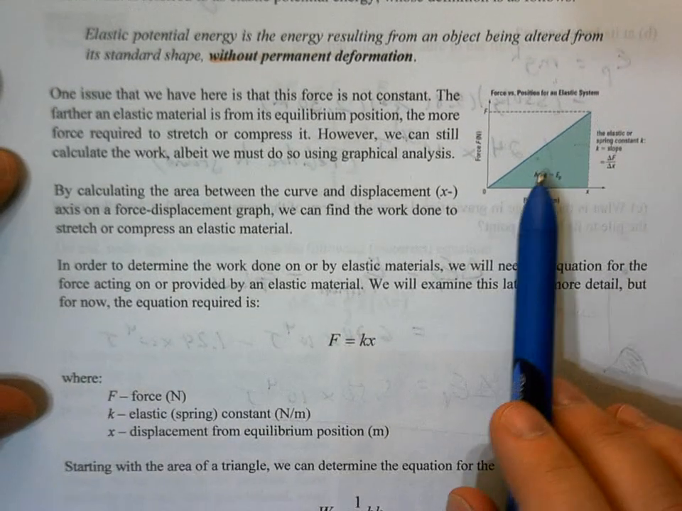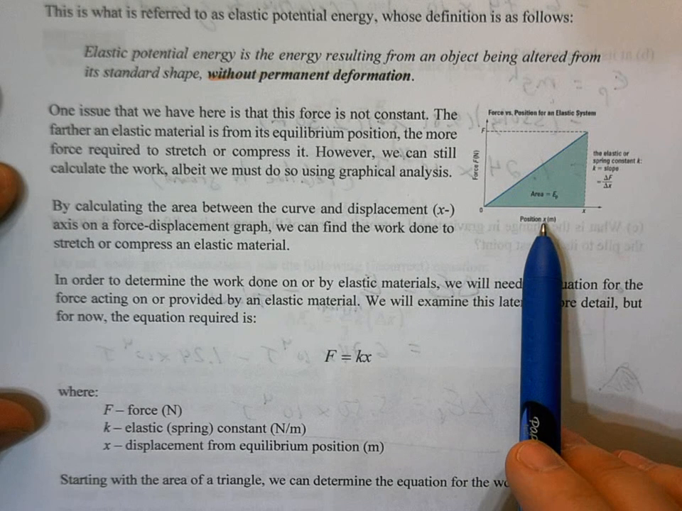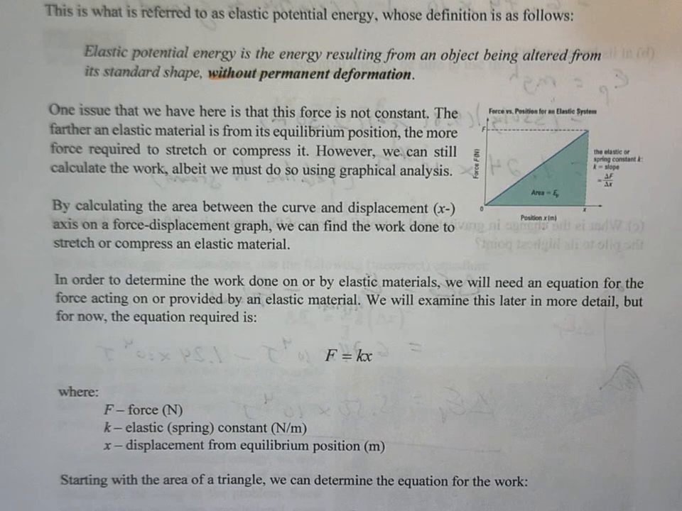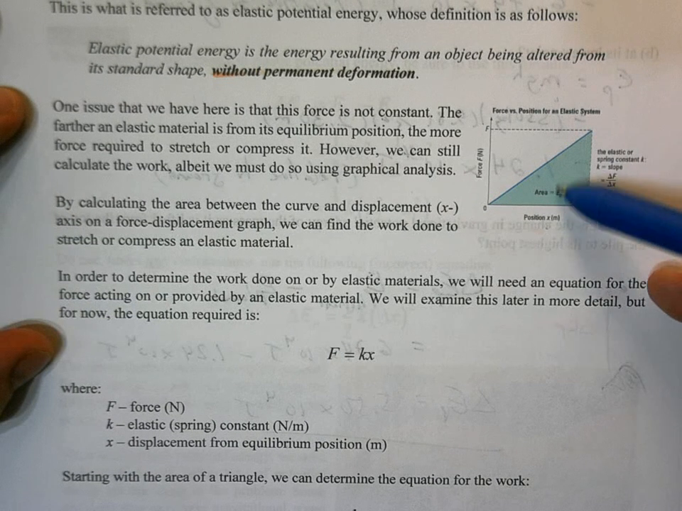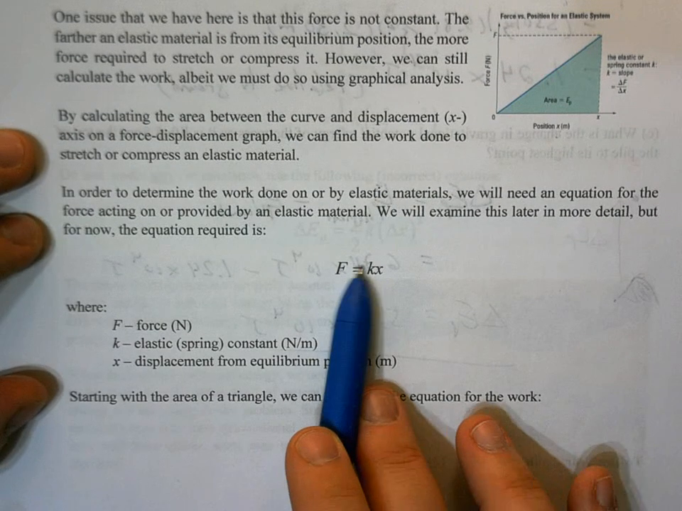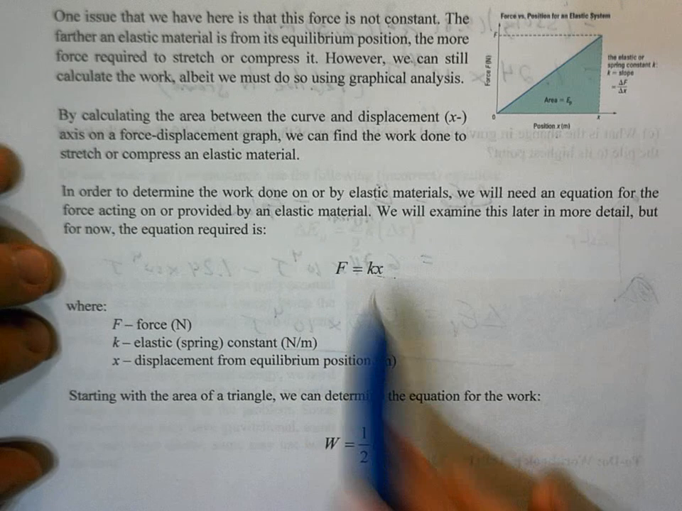So we have this graph here, this force-position graph. To calculate the work, and we know work is just change in potential energy, this allows us to find the force on the object. This allows us to find the work, because we also know that the work is just equal to the area under this curve. Now, this is something we'll look at a little bit later, but for elastic materials, the force is going to be F = kx.